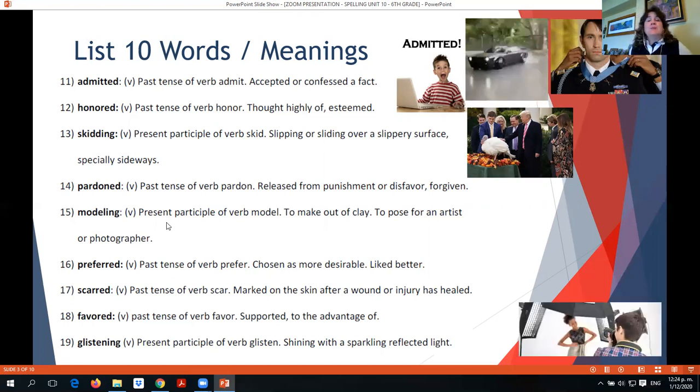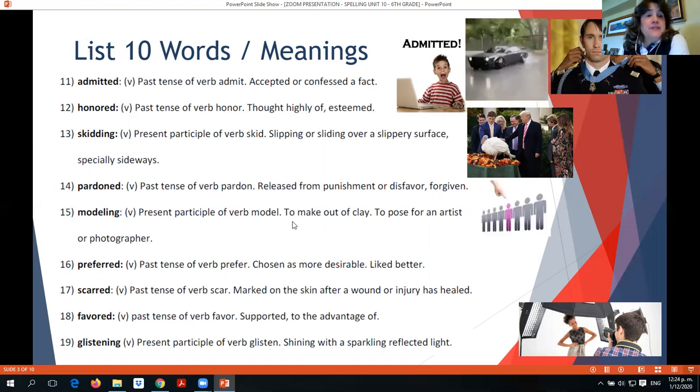Modeling is the present participle of the verb model, and it means to make out of clay or pose for an artist or photographer, like in this picture. This girl here is modeling for the photographer.